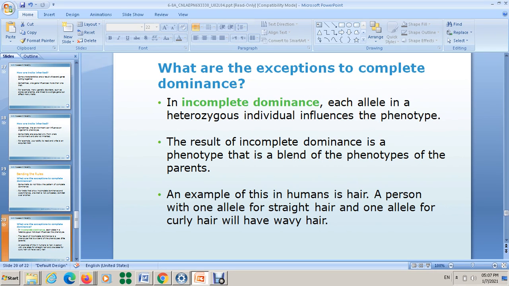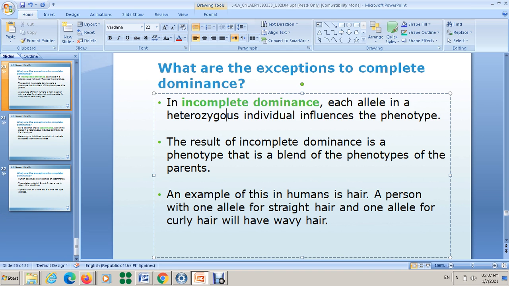Hello everyone. In the previous video we were talking about complete dominance, where heterozygous individuals show the dominant trait. Some human traits such as freckles and dimples follow the pattern of complete dominance, right? However, other traits don't. For traits that show incomplete dominance or codominance, we will talk about them now.